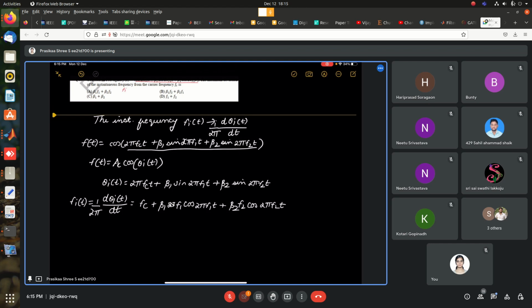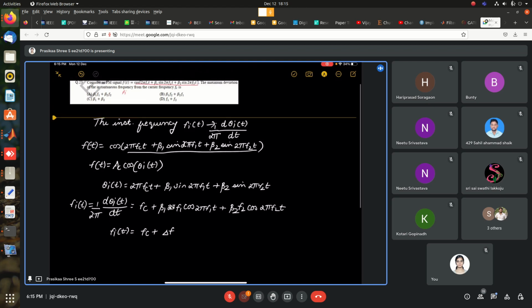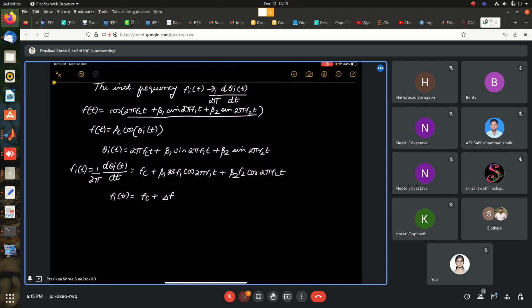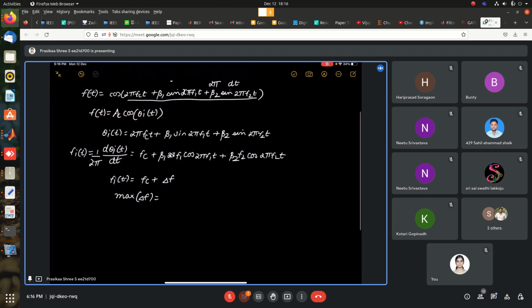So this is what the instantaneous frequency fi of t is equal to: fc plus del f. Del f is nothing but the frequency deviation. Fc is the carrier frequency. So instantaneous frequency is measuring how much the signal is fluctuating compared to the carrier frequency. So they are asking the maximum of del f. That's what the question is. Maximum deviation of the instantaneous frequency from the carrier frequency.